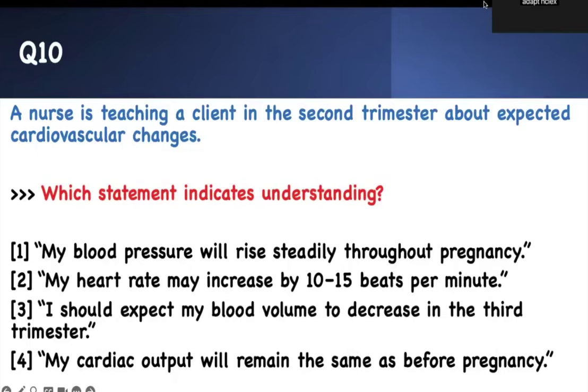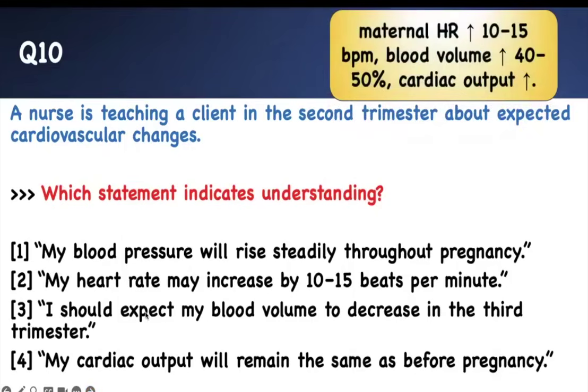The key is your blood pressure and your heart rate and your cardiac volume is going to change. And what kind of changes should you expect? Your heart rate is going to increase by 10 to 15. Your blood volume about 40 to 50%. That's a lot. And your cardiac output will increase. Therefore, number 2 is your right answer.